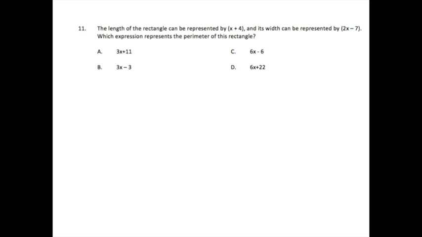In our very last example, we said the length of a rectangle can be represented by x plus 4. The width can be 2x minus 7. Which expression is the perimeter? They want the expression of the perimeter. So the only thing that we have to do is say, okay, the perimeter is two lengths and two widths. So we're going to say twice x plus 4 plus twice 2x minus 7.